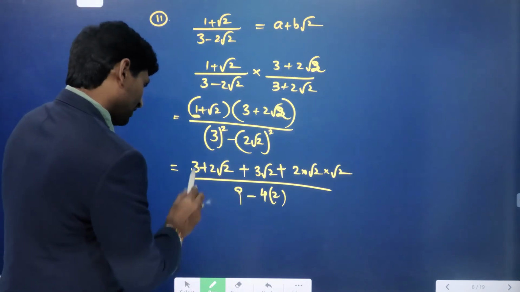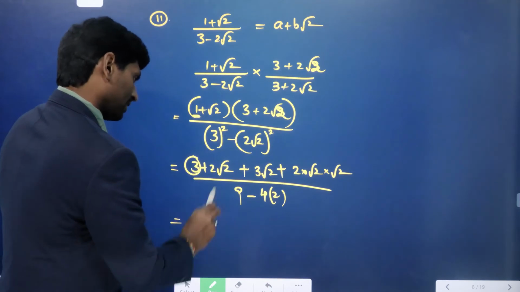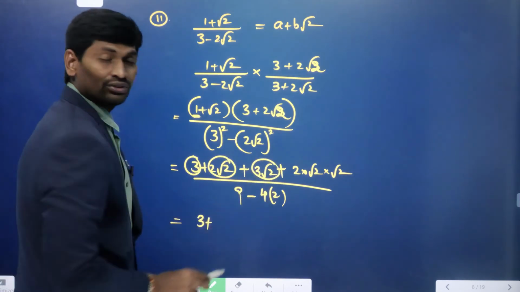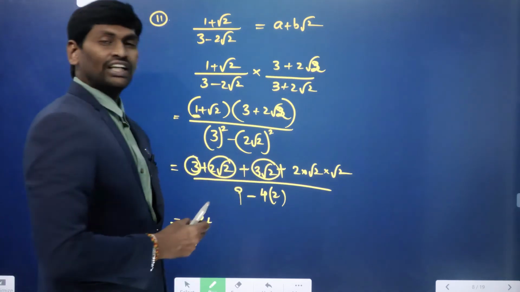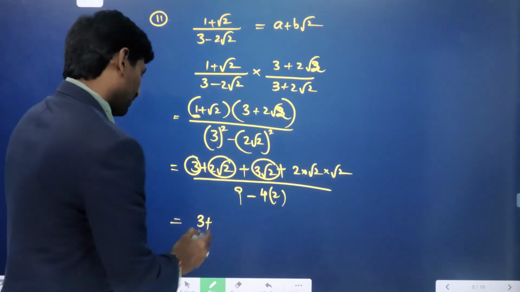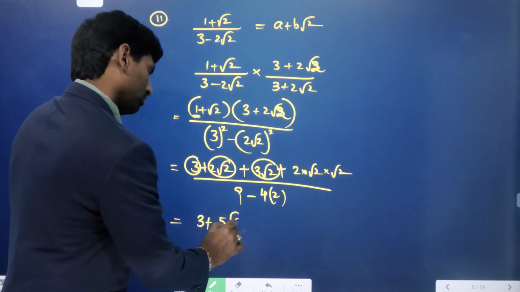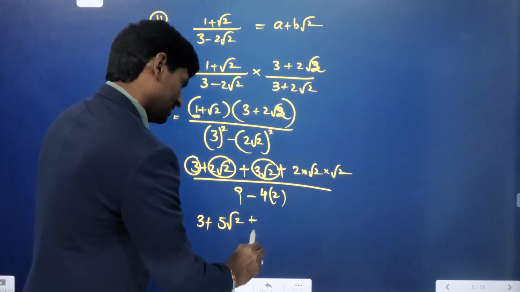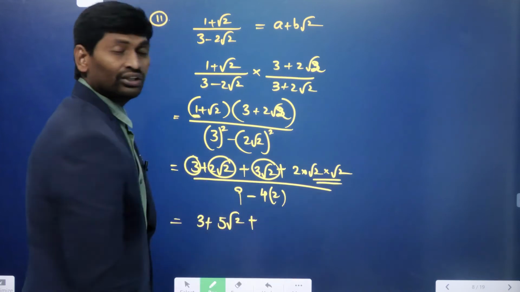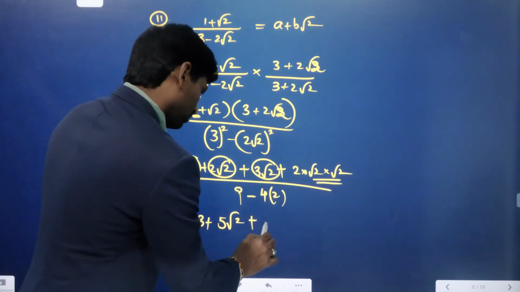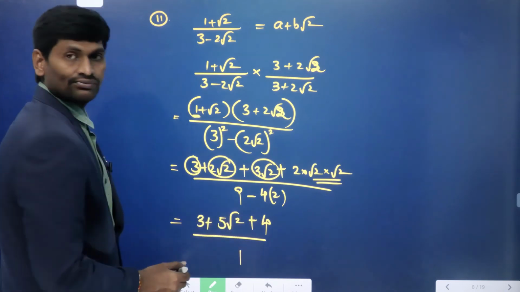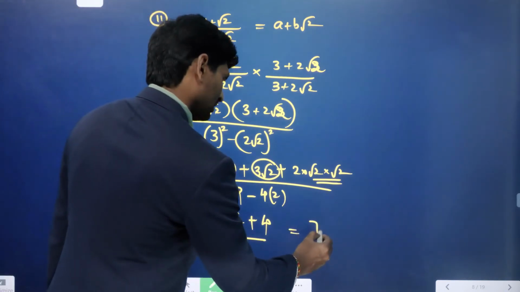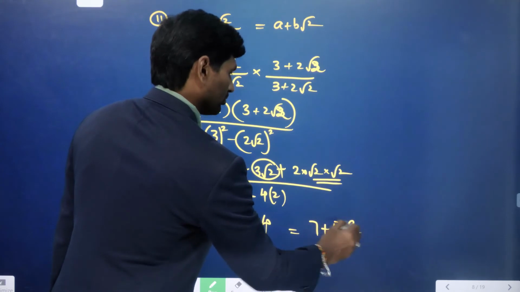Now here identify the like terms. Here 3 will be there, 2 root 2, 3 root 2, that means root 2 is 2 times presenting, root 2 is 3 times, 2 times and 3 times is 5 times, so 5 root 2, plus root 2 into root 2 value 2, 2 into 2 is 4, denominator 1. Now 3 plus 4, 7, 7 plus 5 root 2.